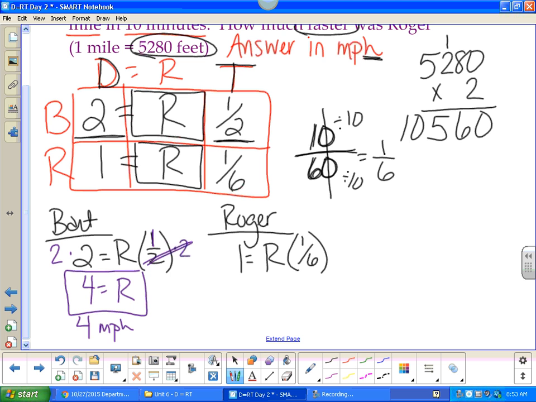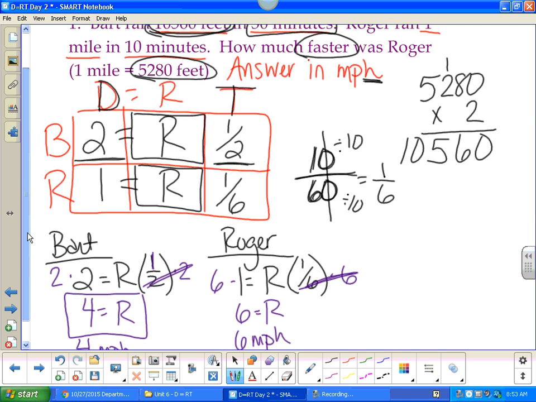Roger, to solve for R, going to multiply both sides by 6. 6's cancel. 6 times 1 is 6. R times 1 is just R. So that's 6 miles per hour. So Roger ran 6 miles per hour. Now let's go back and read the question. How much faster was Roger?